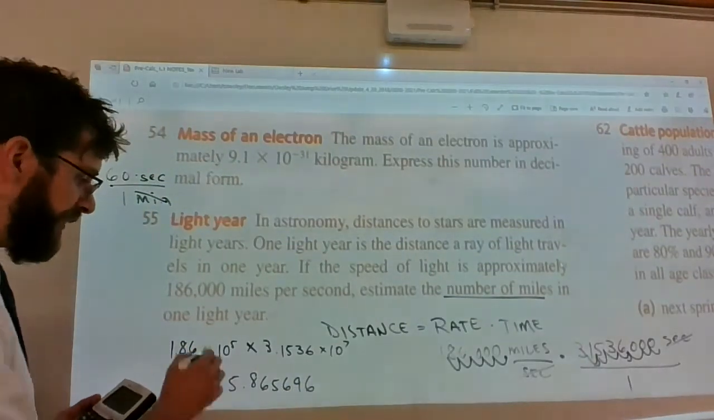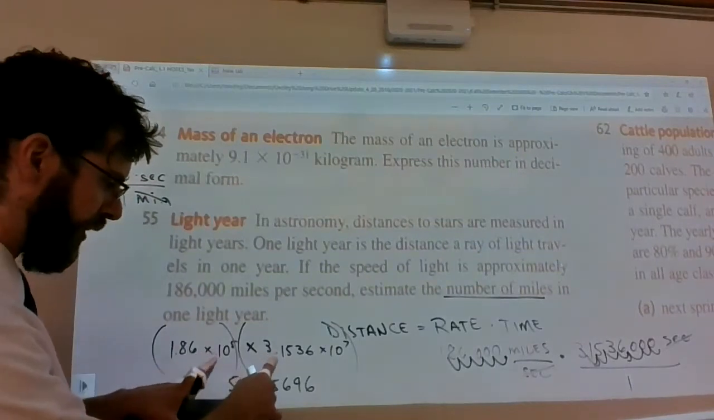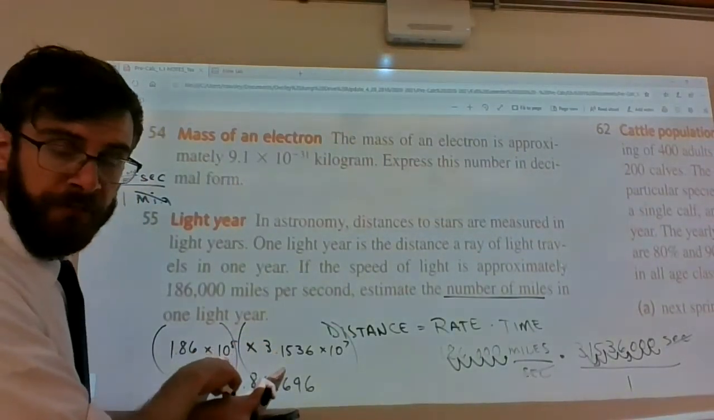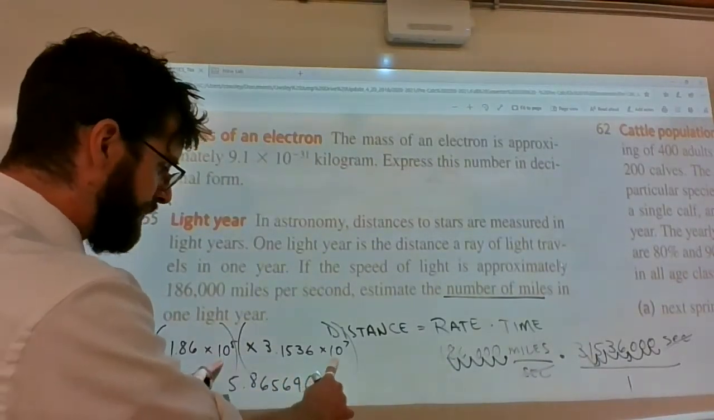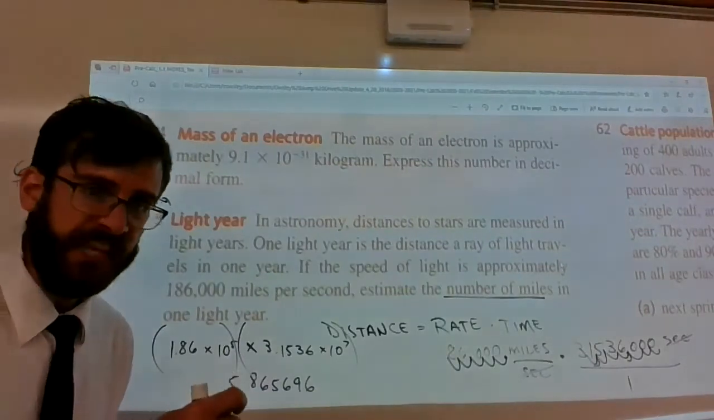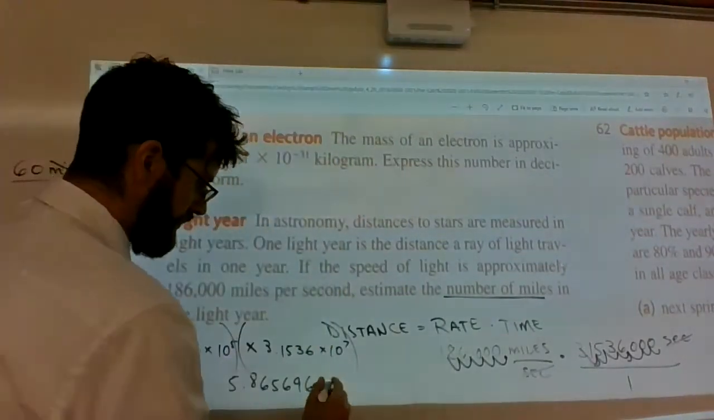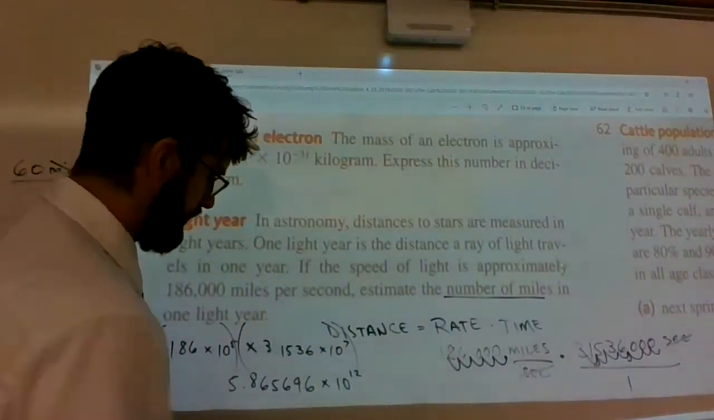5.865696. The reason I multiplied those two is that the commutative property lets us shift around this multiplication so that you put the coefficients side by side. You multiply and get that. Then you put the powers of 10 side by side. Powers with the same base, you add the exponents. So 5 plus 7 is 10 to the 12th power. This is how many miles it is.